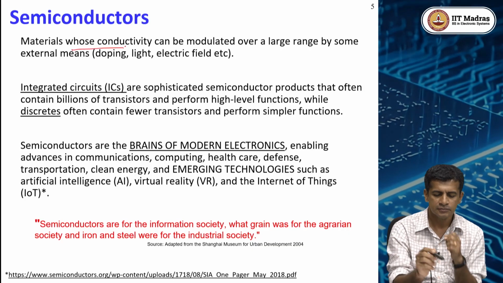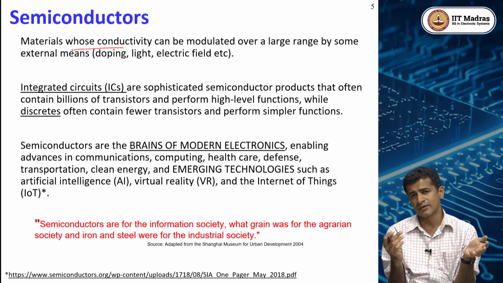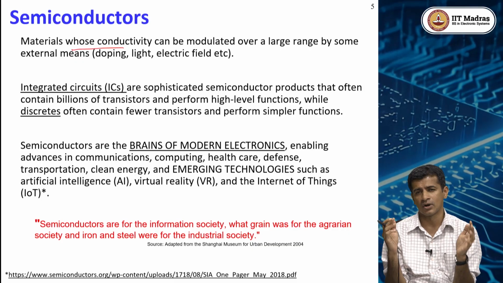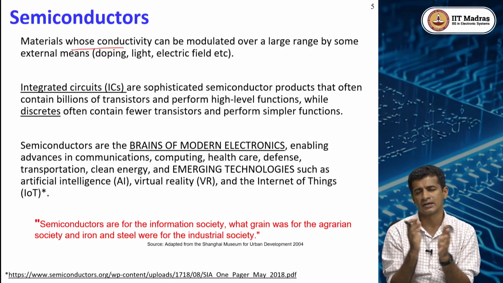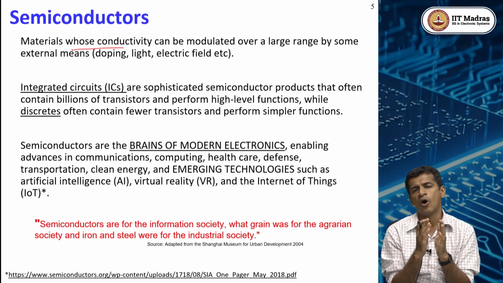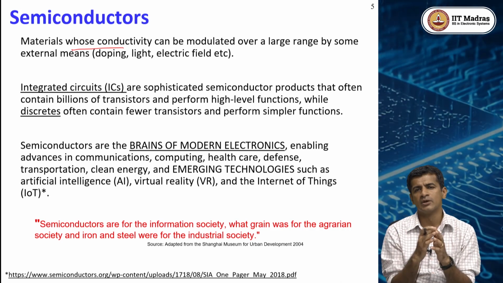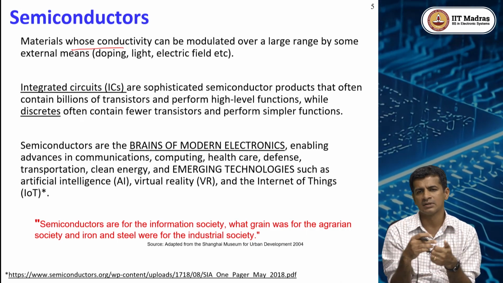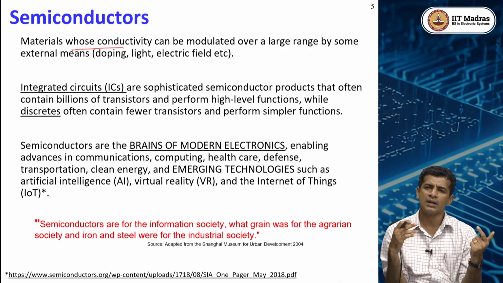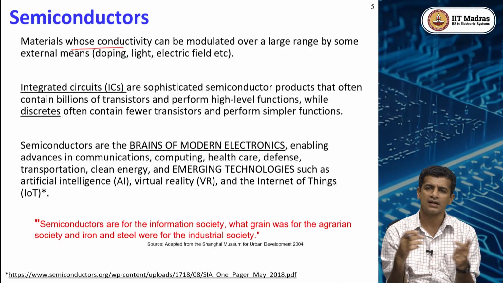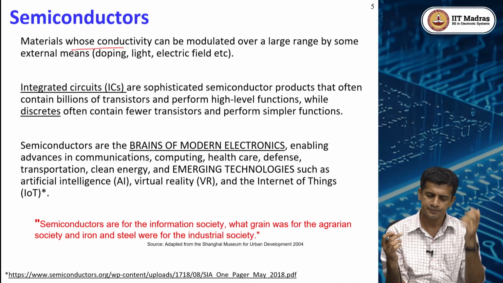These are materials whose conductivity can be modulated. That is the important speciality of semiconductors. Their conductivity or resistivity can be modulated over a wide range by using some external means. For example, the external means could be doping, it could be light, right? You shine light, it changes the conductivity, or by applying an electric field.